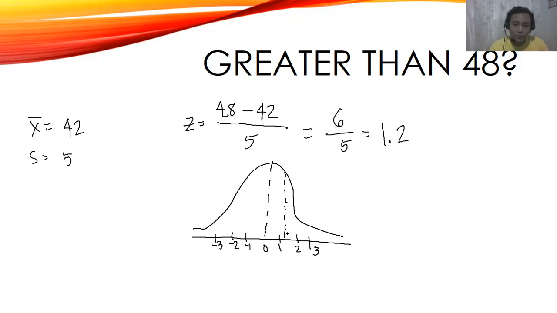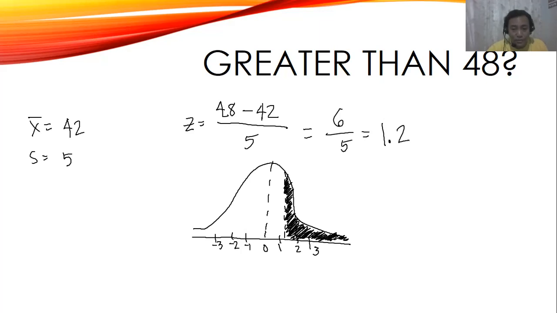So now, we have to shade greater than. Ibig sabihin ng greater than, mas malaki. So, mula dyan sa 1.2, papunta sa right. Bakit papunta sa right? Kasi greater than. So, mas malaki ang 2 kesa sa 1.2, mas malaki ang 3 kesa sa 1.2.